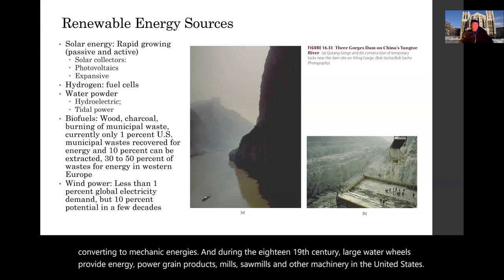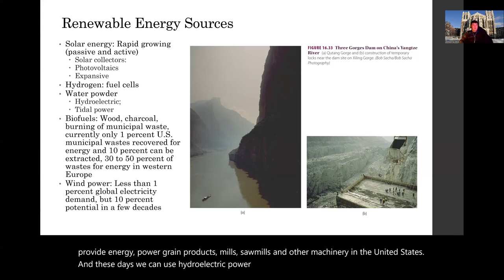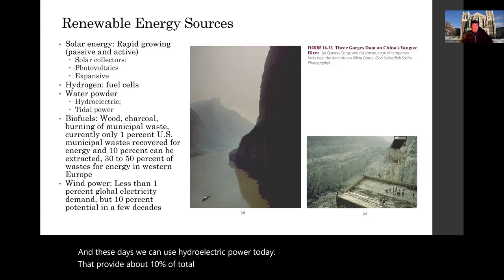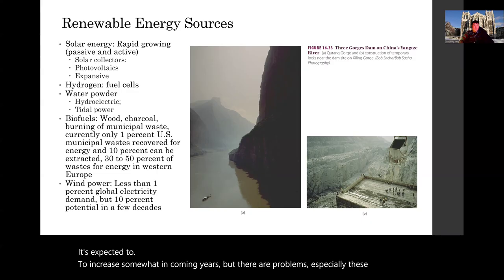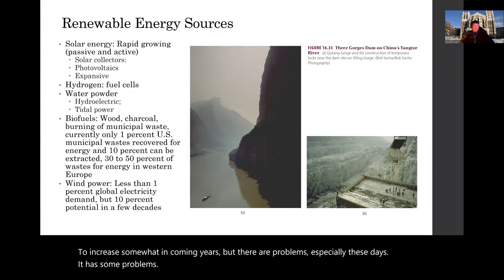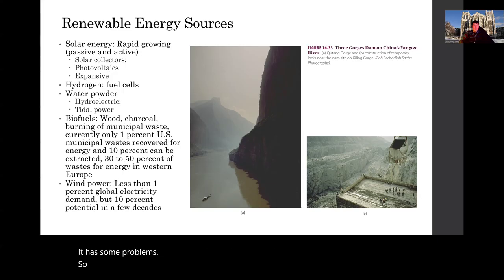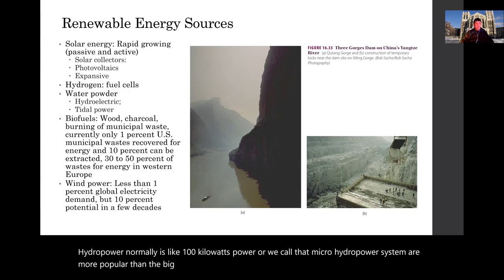These days, we use hydroelectric power, which provides about 10% of total electric energy in the United States. It's expected to increase somewhat in coming years, but there are problems, especially these days. Smaller hydropower, normally around 100 kilowatts, which we call micro hydropower systems, is actually more popular than the big ones. Now, the problems of the bigger ones are the following.